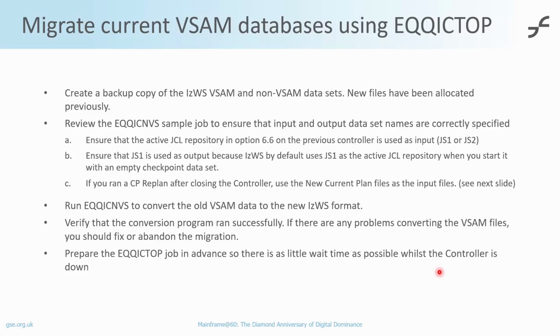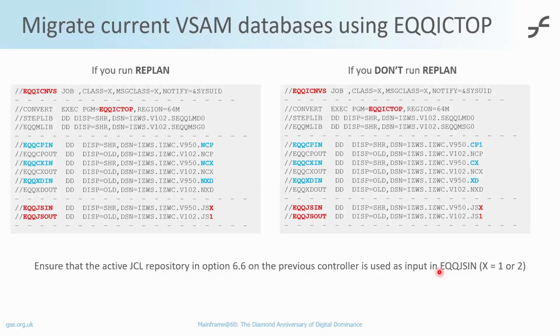As I already said, prepare this job in advance and test it. Why prepare this job in advance? To reduce the stop time of the controller. So the less time the controller is down, the better it is. And this is an example of how this job looks. This job will run the EQQICMVS utility that is provided in the IzWS libraries. So we have an option, running a replan or not running a replan.